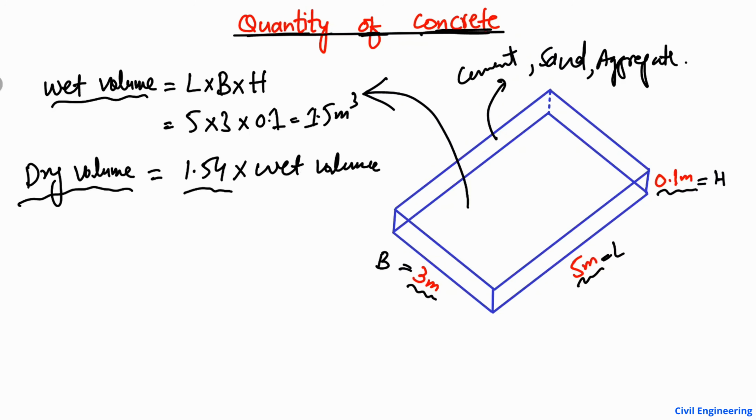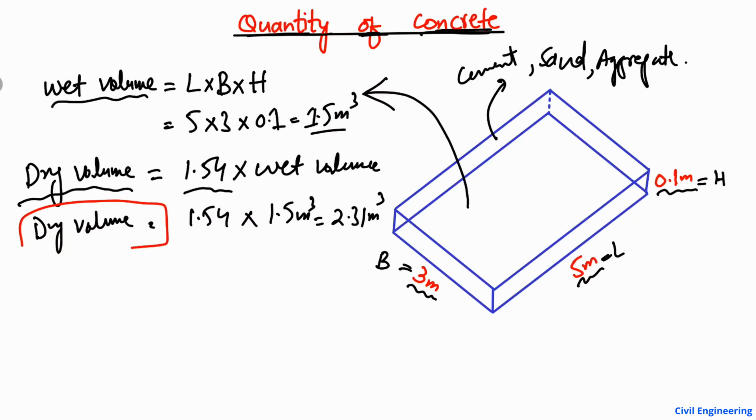So now the dry volume comes out to be 1.54 multiplied by the wet volume. We know that the wet volume is 1.5 cubic meter. So we get here the dry volume of the concrete, which comes out to be 2.31 cubic meter. So here we got the dry volume of the concrete.